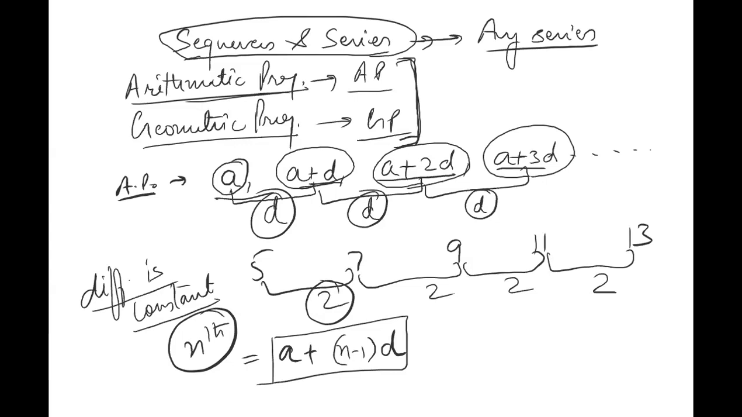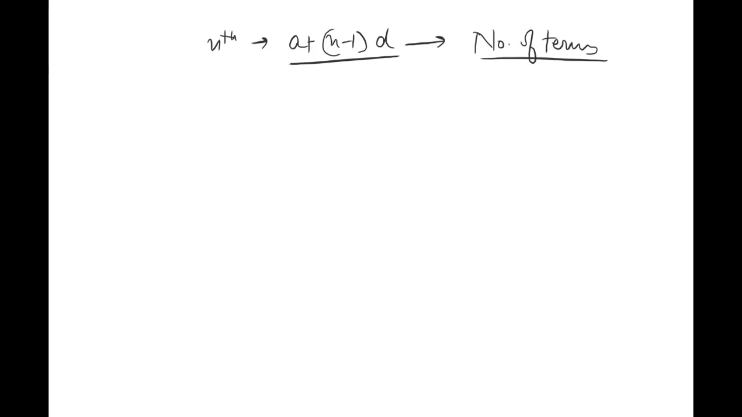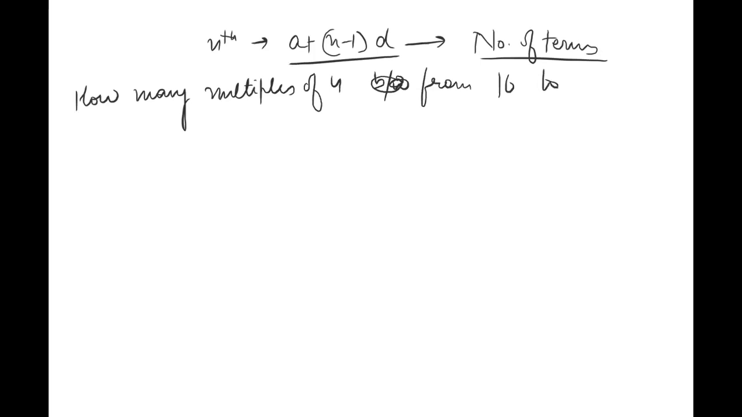So I'll go to another page. The nth term is given by A plus n minus 1 into D. This formula is used mostly to find the number of terms. For example, the question is how many multiples of 4 are there from 16 to 92, let's say. How many multiples of 4 are there from 16 to 92?